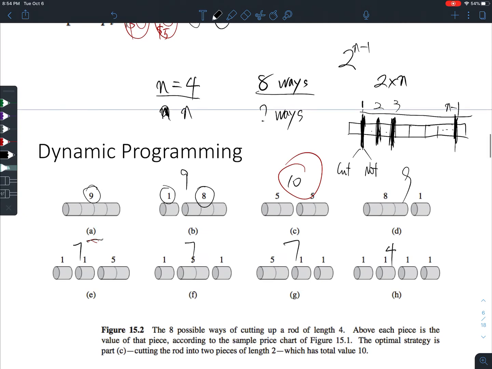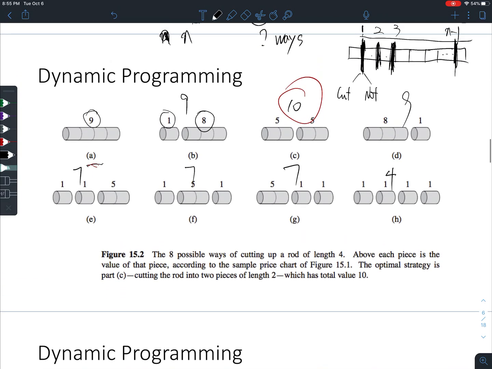Let's double check if this works. When n equals 4, this is 2 to the power of 4 minus 1. It is 2 to the power of 3, and it is 8. Same, yes, it's correct. So here we have 2 to the power of n minus 1 possibilities.